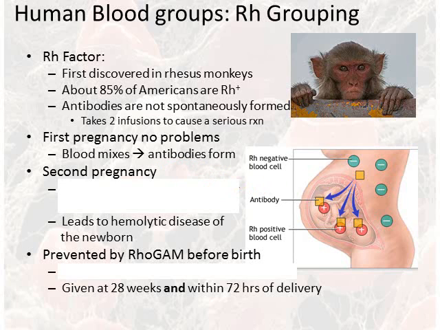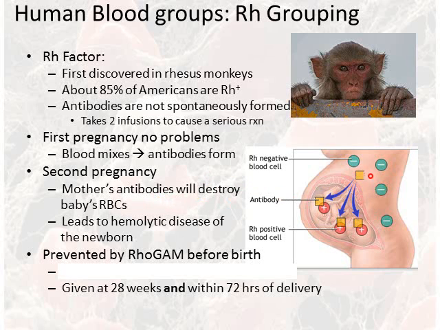Okay, so then the second pregnancy comes along, and mom now has antibodies against the baby's blood, and the antibodies can get through the barrier between the mom and the baby's blood, and the baby's red blood cells can be destroyed by the mom's immune system. And this leads to what's called hemolytic disease of the newborn, just meaning destroying the red blood cells.